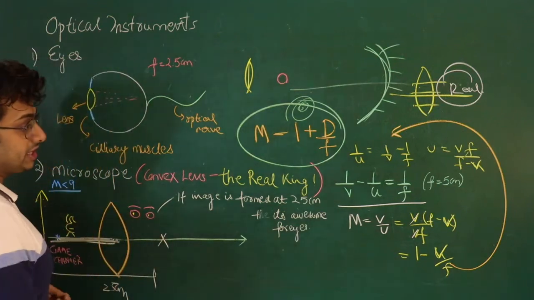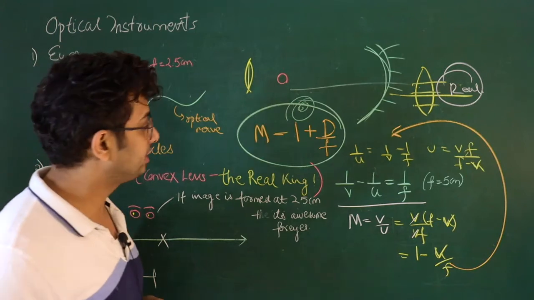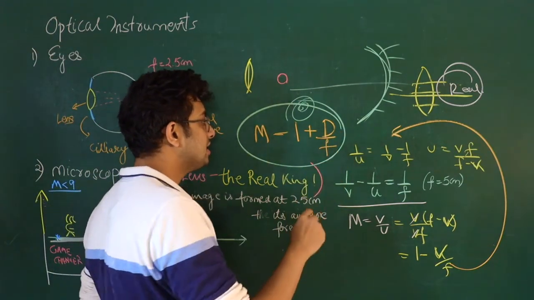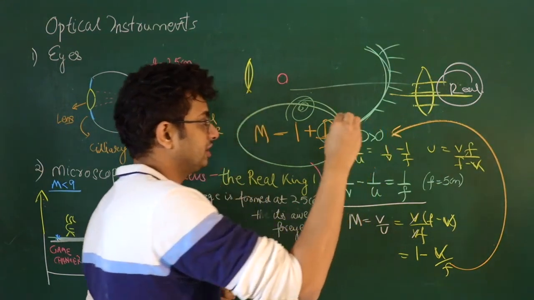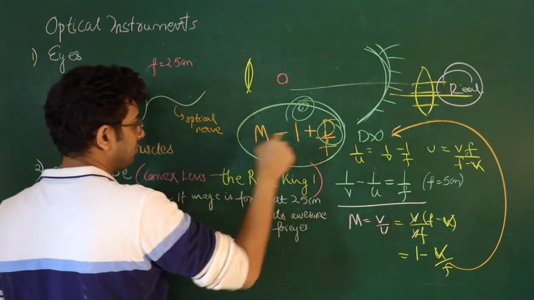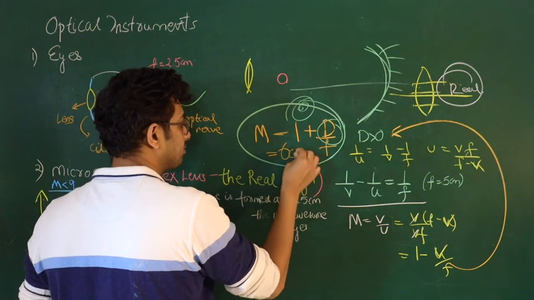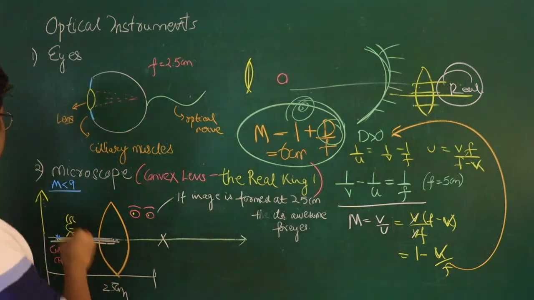Now, if generally the focal length of a microscope I take to be 5 centimeters, and this is my 25 centimeter distance, 25 by 5. D is positive, right? D is this distance now. This is not a minus or positive, this is always positive. So 25 by 5 is 5, 5 plus 1 is 6. So the magnification for a focal length of 5 centimeters comes around to be 6, and that's how your microscope magnifies the object.